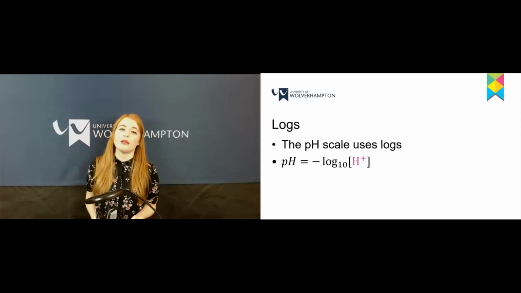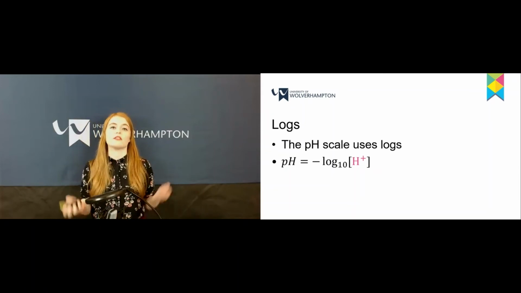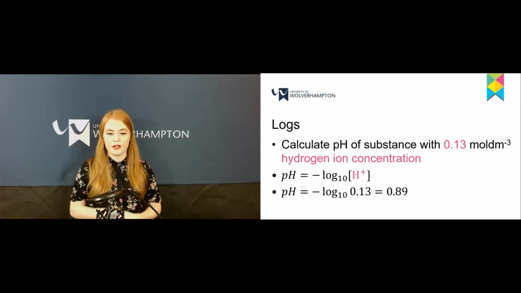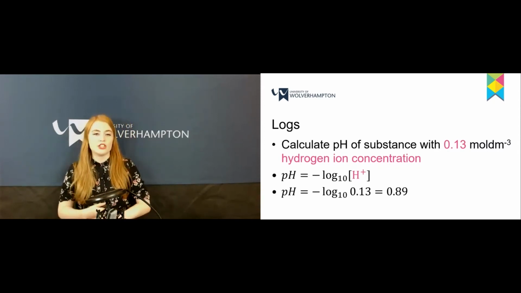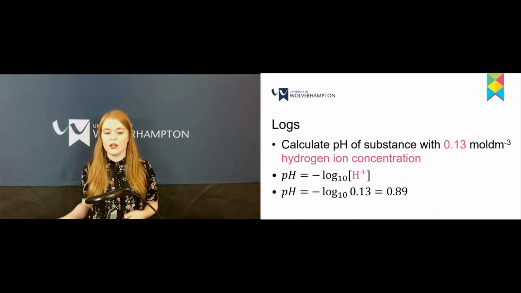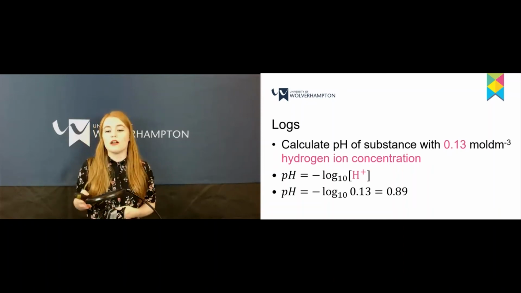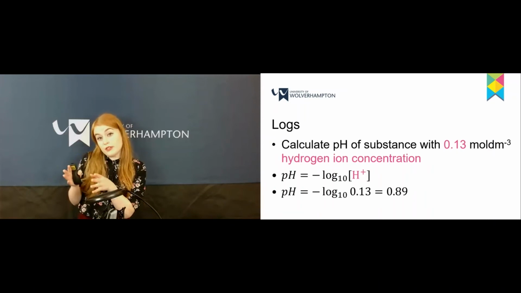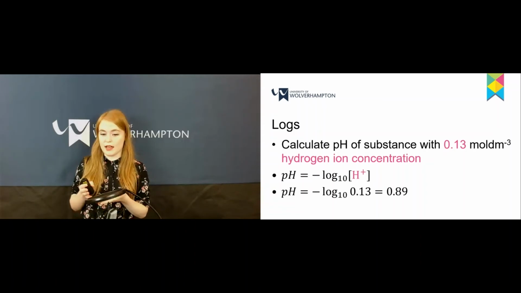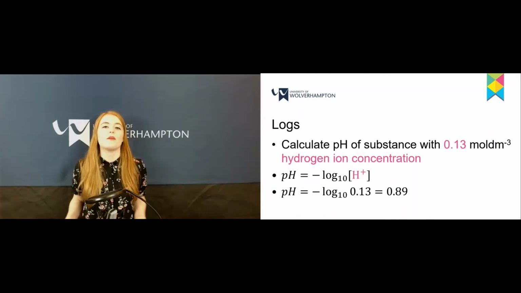So logs are used within the pH scale. So to work out the pH, you have pH equals minus log to the base 10 of hydrogen ions. So if we wanted to calculate the pH of a substance with 0.13 mole per decimetre cubed hydrogen ion concentration, how would we do that? Well, let's get that handy formula up. And we know what the hydrogen ion concentration is. That's that little H plus inside the brackets there. So in our calculator, we write minus log to the base 10, which on your calculator will just be a log button, of 0.13 and we get a pH of 0.89.